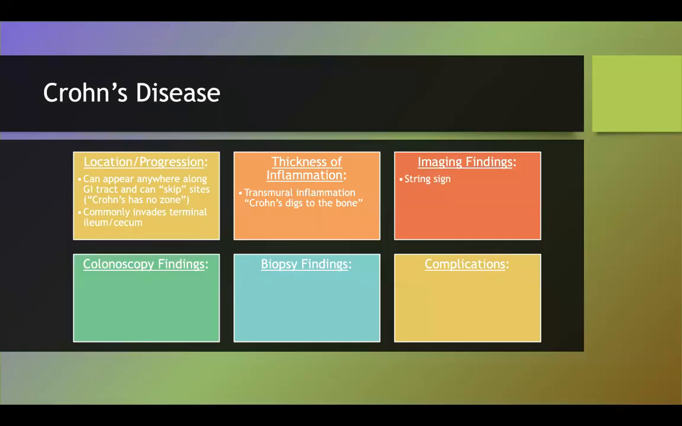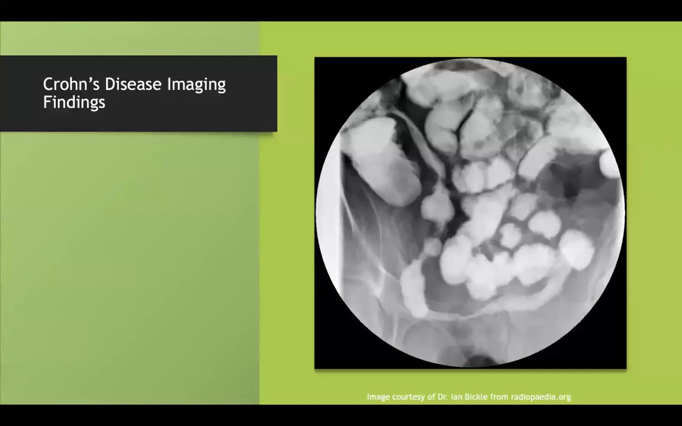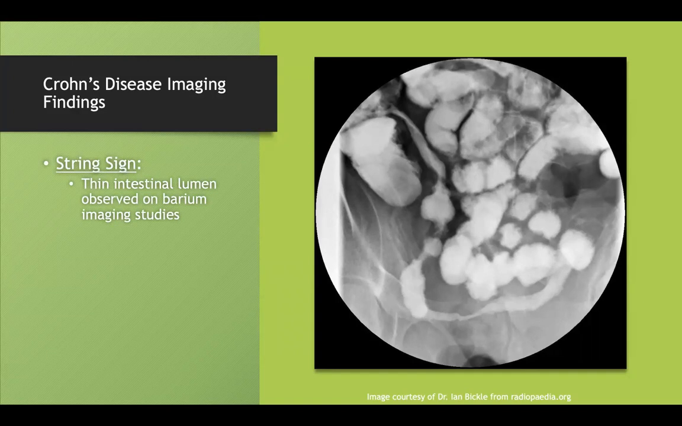On imaging, you're going to see a few different things. The first thing you'll see is something called the string sign. So here is an example of the string sign. The name kind of speaks for itself, where you can see how there's a lot of these bowels that look like strings. So that's actually the thin intestinal lumen that you can see on imaging studies. And I've highlighted them here. And this actually happens because of intestinal strictures.